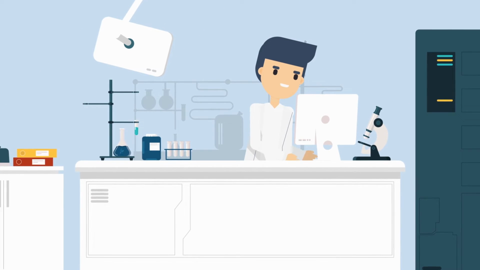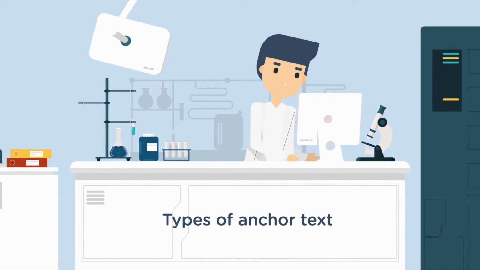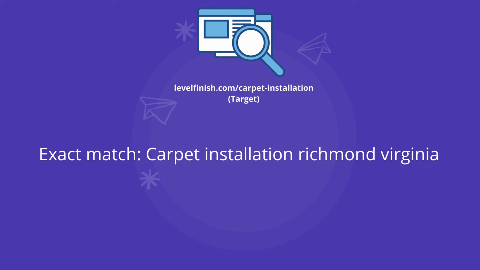As you can imagine, there are different types of anchor text you can use when linking to a web page. If we took our carpet insulation page as an example, we could link to this page using 5 different anchors in total. The first would be an exact match anchor, where we reference the exact keyword we are targeting, so carpet insulation Richmond, Virginia. These are super powerful as there's no doubt as to what the page is going to be about if we link with an exact match anchor. However, these aren't the most natural, so you want to avoid using them frequently.